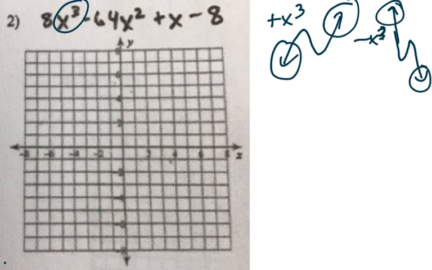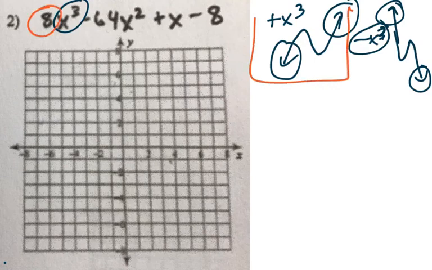So positive x cubed, right side up, left side down. Negative x cubed, left side up, right side down. And you're literally going to want to memorize that kind of shape. But in our case, we have a positive 8x cubed. So this is the type of graph it's going to look like.